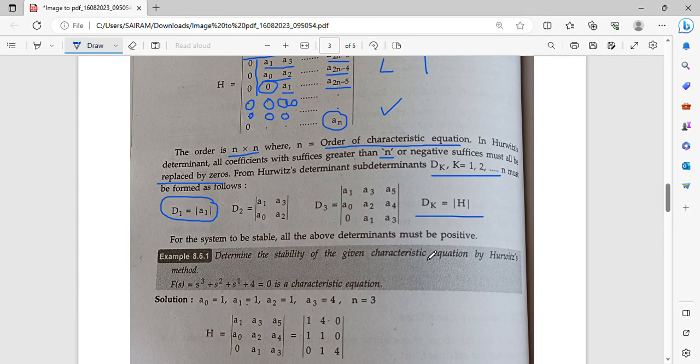So you get to know about this, how you form the Dk coefficients. Dk is nothing but, k is equal to 1, 2 till n. So how do you do it? D1 is only the very first odd coefficient, D2 is the two odd coefficients and two even coefficients, D3 is nothing but three odd coefficients, three even coefficients along with one zero and two odd coefficients, and Dk is the modulus of H, right?